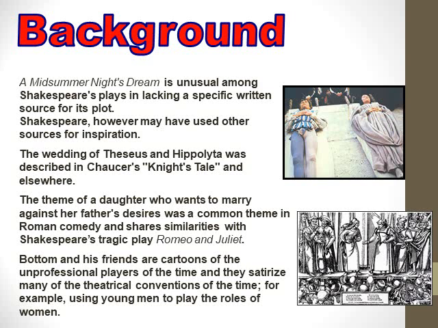The theme of a daughter who wants to marry against her father's desires was a common theme in Roman comedy and shares similarity with Shakespeare's tragic play Romeo and Juliet. Bottom and his friends are cartoons of the unprofessional players of the time, and they satirize many of the theatrical conventions of the time. For example, using young men to play the roles of women.